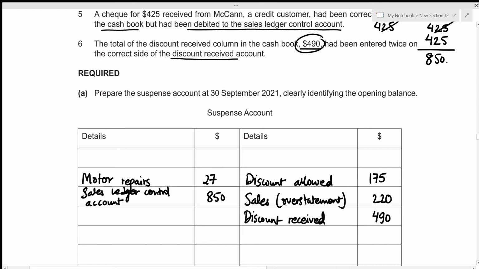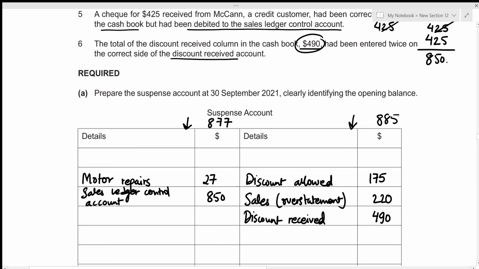Now, in order to figure out whether the opening balance will be on the debit side or the credit side, we need to find the total for both the debit side and the credit side and see which is the heavier side. Okay, let's do the process for the debit side. So that's going to be 27 plus 850, which gives the total of 877. Then repeat the same process for the credit side. That's going to be 175 plus 220 plus 490, which gives the total of 885.